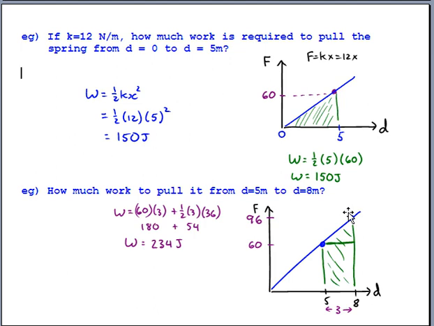So one option is to say, hey, I'm just going to go area of a rectangle plus the little tiny triangle that sits on the top. And that absolutely gives you the right answer. 234 joules is what we're looking for here.